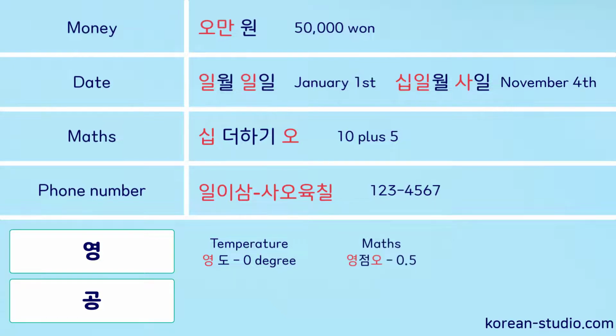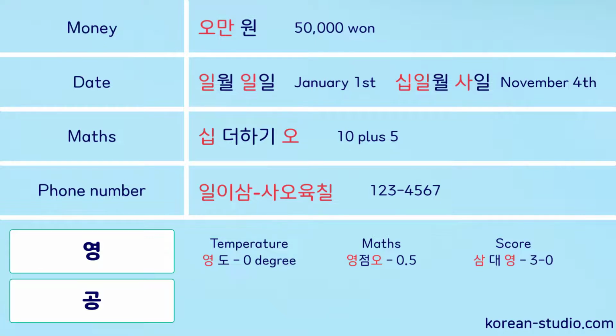We also use 영 to refer to 0 in math. So to say 0.5, we say 영 점 오. And 점 means point. Lastly, we use 영 to talk about scores in games. So if the score of a game was 3-0, in Korean, this would be 3대 0.